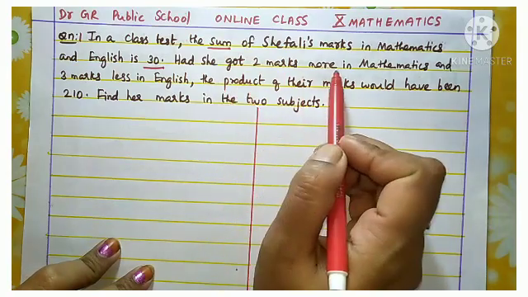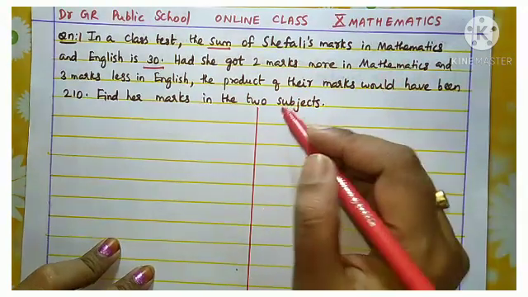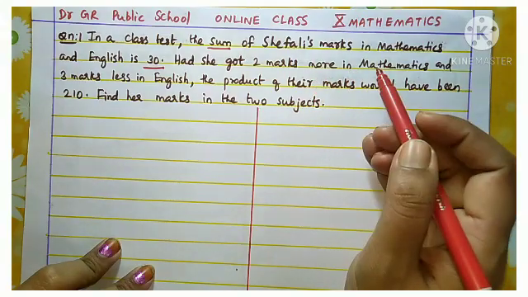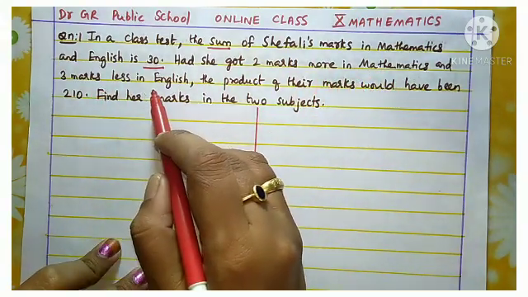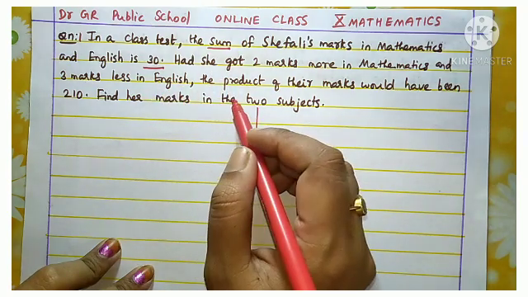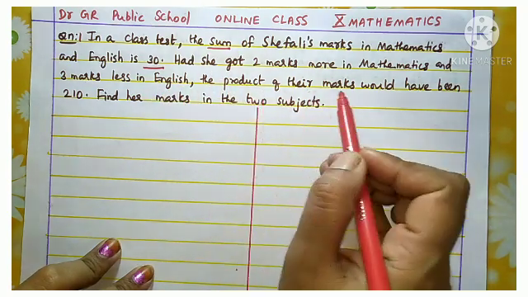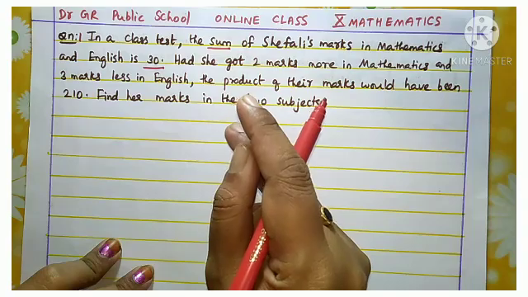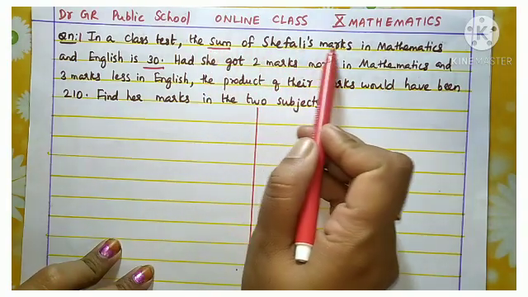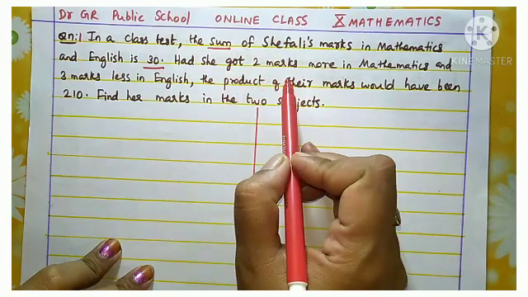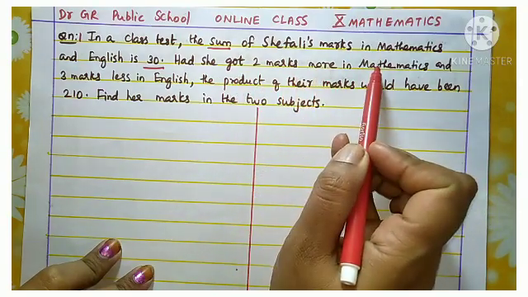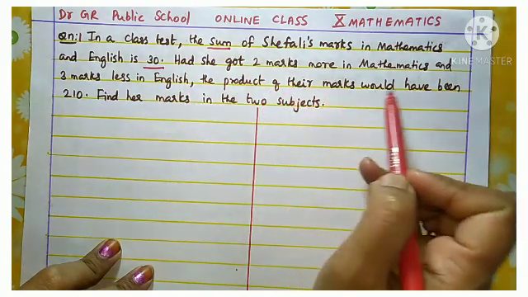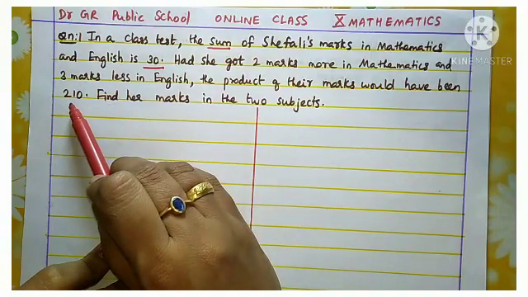If she got 2 marks more in mathematics, so if there is a chance she got 2 plus 2. Okay. 2 marks more in mathematics and 3 marks less in English. Then that marks, if you are multiplying, the product of their marks would have been 210. Okay. So here there are two situations. The first situation is the sum of the marks is 30 and the second situation is if she got 2 marks more in maths and 3 marks less in English, then when we take the product of the 2 marks, the total is 210, the product.